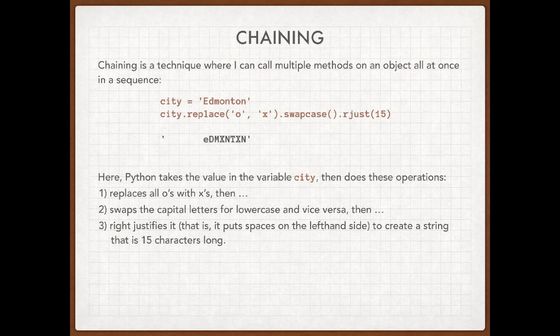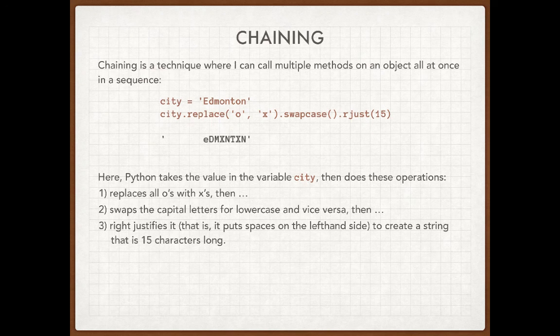So here's a bucket. Again, I just put the word Edmonton into it, and now you'll notice what I'm doing. I can do several activities to that string all at once just by listing them in a row. So the first thing I'm doing, reading left to right, is I'm replacing every O in the string Edmonton with an X. And once that operation is finished, now I'm swapping the case. So everything that was uppercase becomes lowercase, and vice versa.